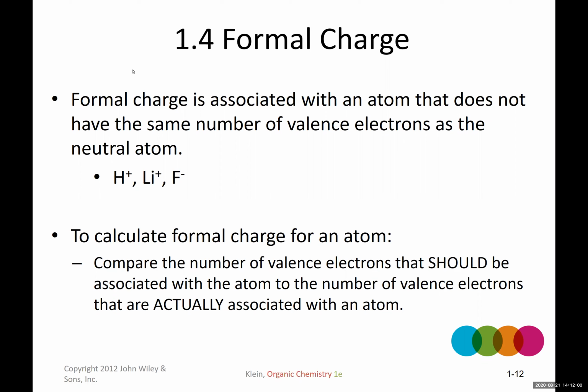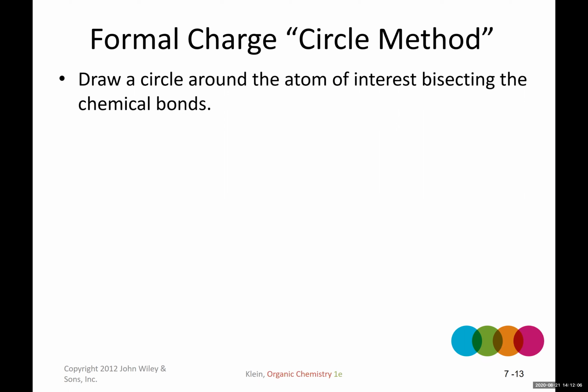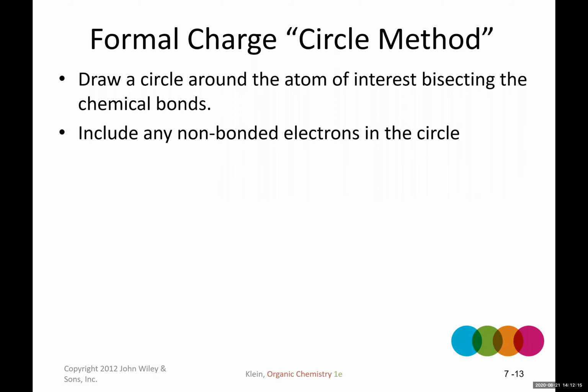Okay. So we're going to use the circle method. We're going to draw the circle around the atom of interest, bisecting, cutting in half any chemical bonds to the atom. And within the circle, we will include all non-bonded electrons. So let me show you. So here's a species. All the bonds to the oxygen and all the lone pairs on the oxygen are shown.